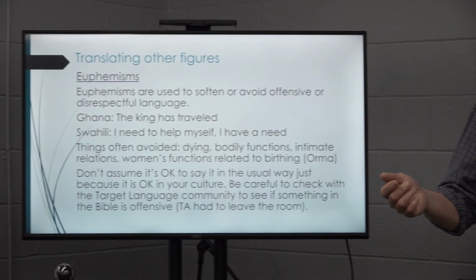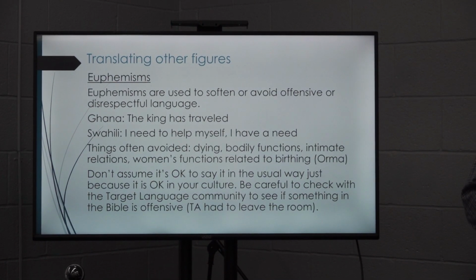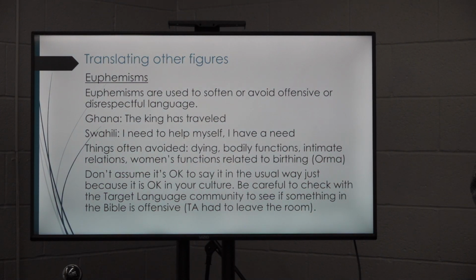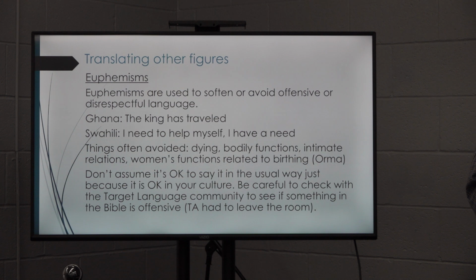that one. It's not always that way. So we can't say it in a direct way. We can't say it as it's written in the text sometimes. So we need to be careful to check with the target language community and to see if what is in the Bible is offensive. Now, there was this one translation project that was going on, and they had a woman who was working as a translation advisor to them, helping them to work through their translation.